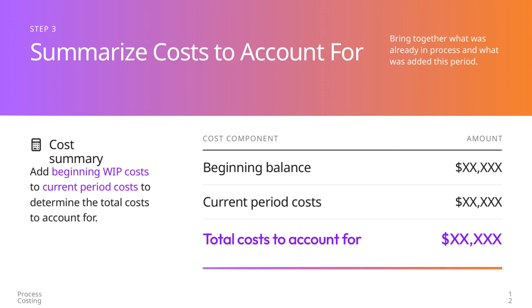This step is crucial because it provides the foundation for accurately assigning costs to units completed and those still in process. Understanding this summary helps ensure that all costs are traced properly and that the cost flow is clear and complete.